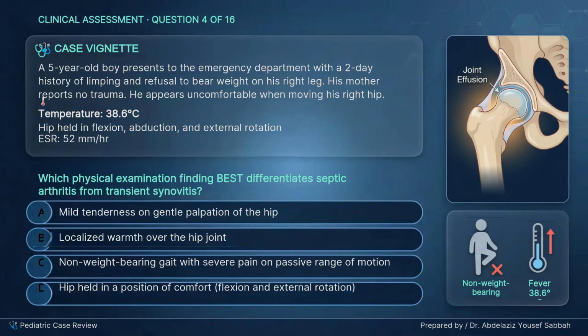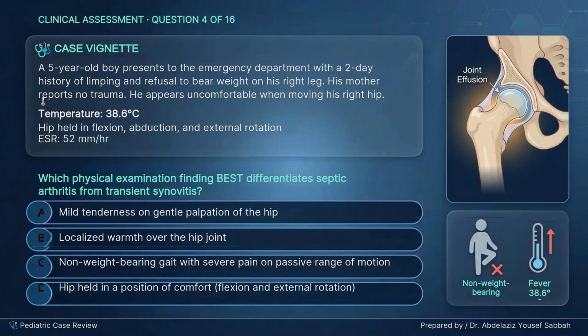Case 4. A 5-year-old boy presents to the emergency department with a 2-day history of limping and refusal to bear weight on his right leg. His mother reports no trauma. He appears uncomfortable when moving his right hip. Temperature is 38.6 degrees Celsius. The hip is held in flexion, abduction, and external rotation. Erythrocyte sedimentation rate is 52 mm per hour. Which physical examination finding best differentiates septic arthritis from transient synovitis?